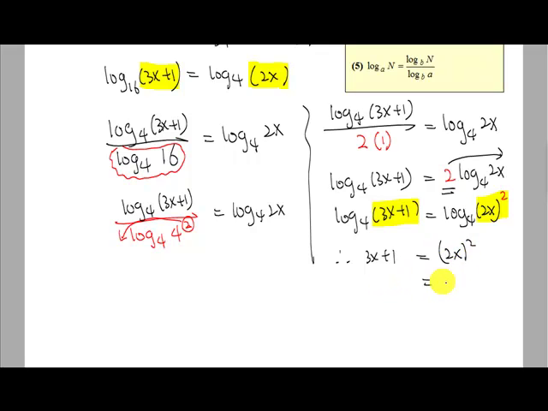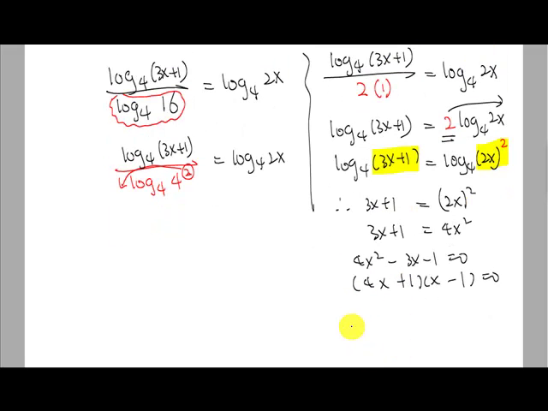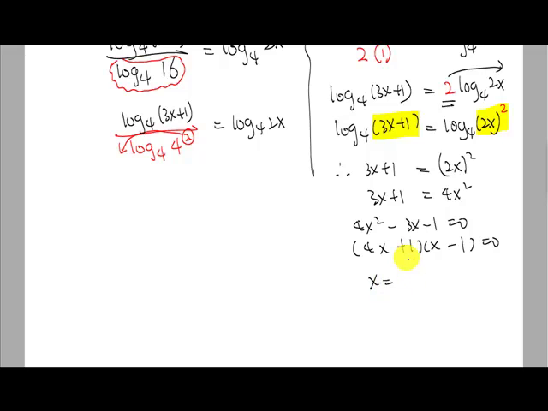Or 3x plus 1 equal to 4x squared. 4x squared minus 3x minus 1 equal to 0. So factorizing, it will give us x to be minus 1/4, or x is equal to 1.